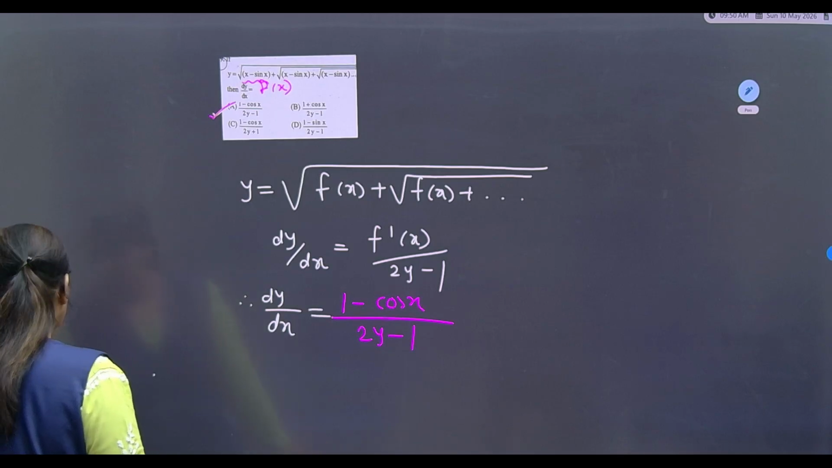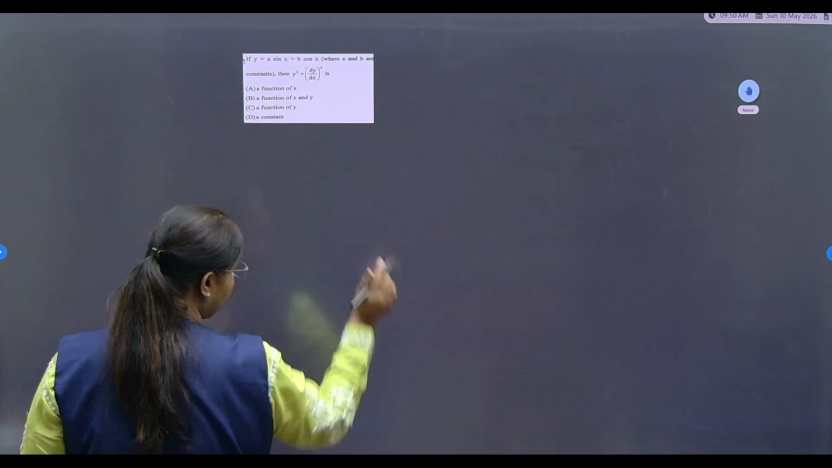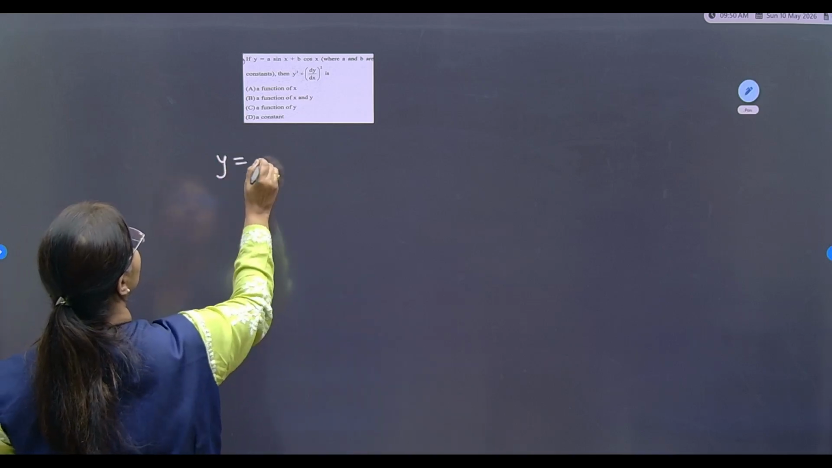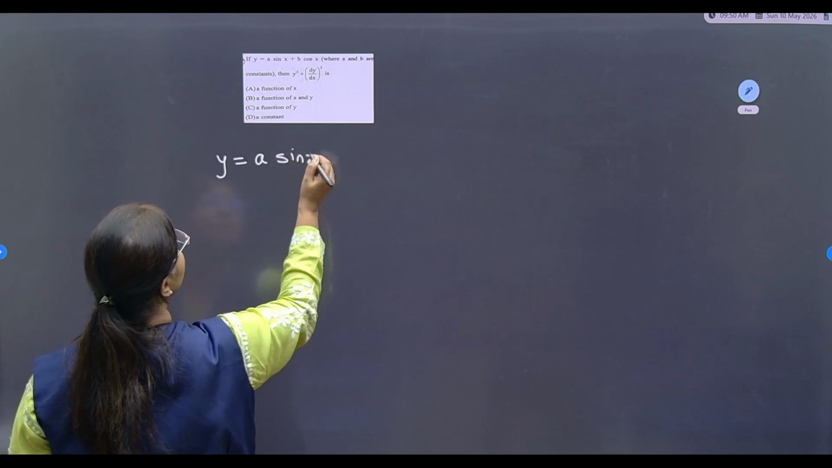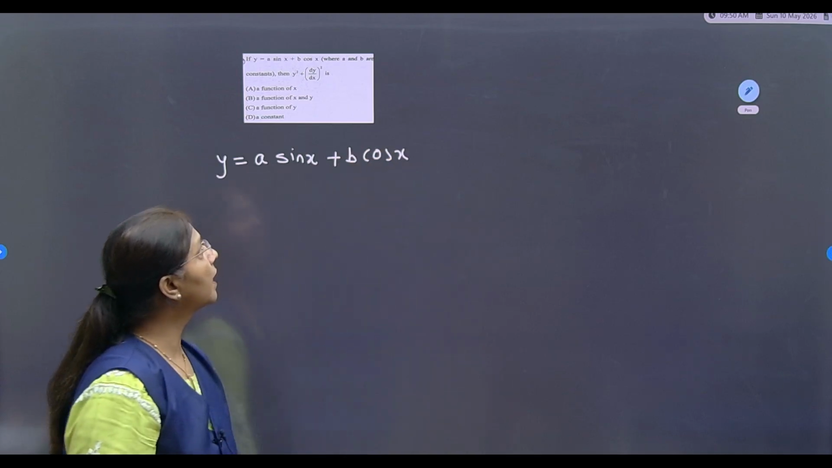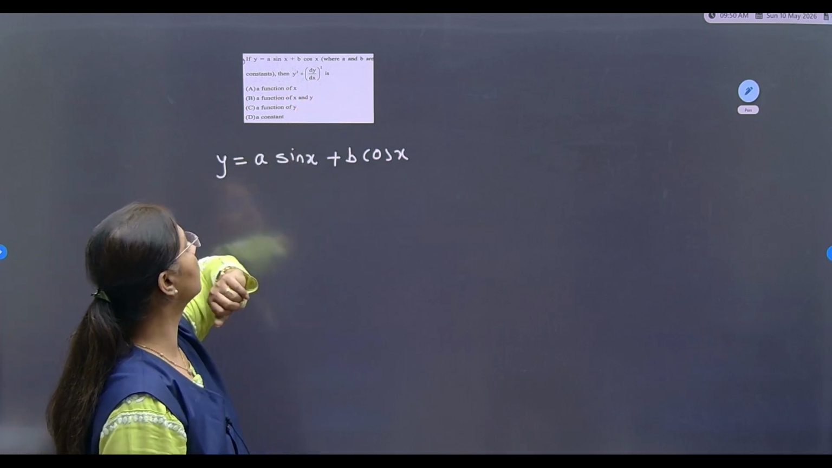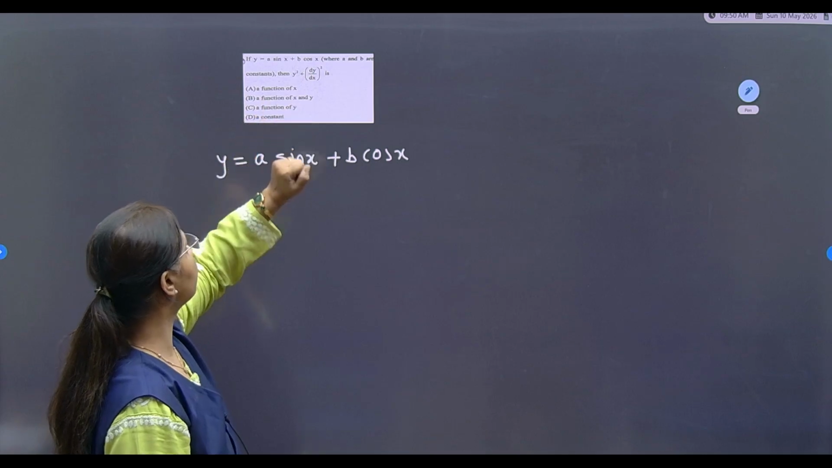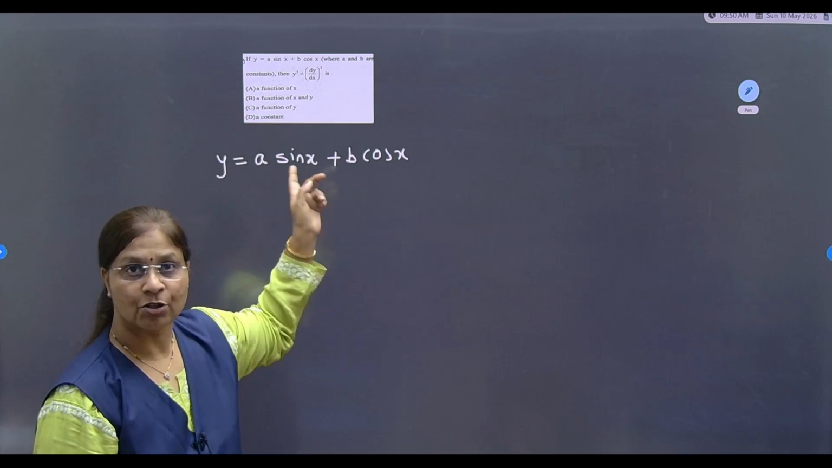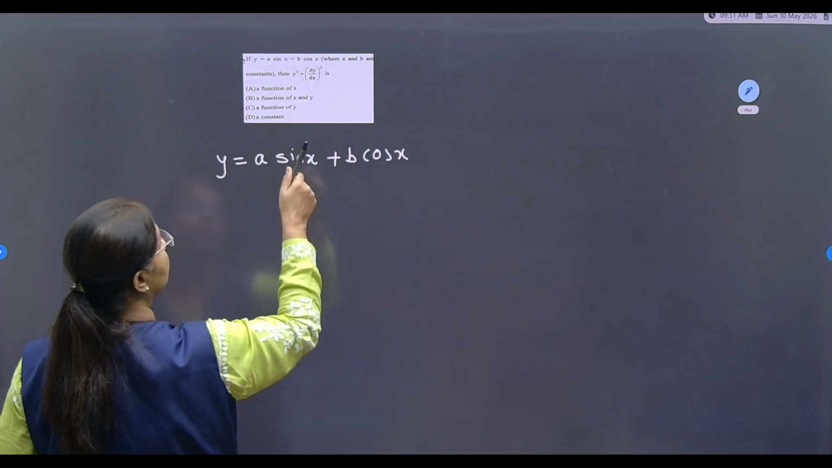Next example. y is equal to a sin x plus b cos x, where a and b are constants. Then y square plus (dy by dx) whole square is a function of x and y, a function of y, or a constant? Option: constant. Steps are such that the terms can change, note that.